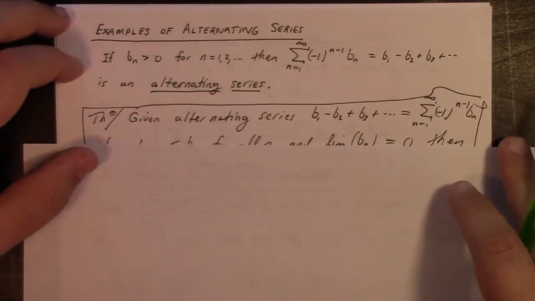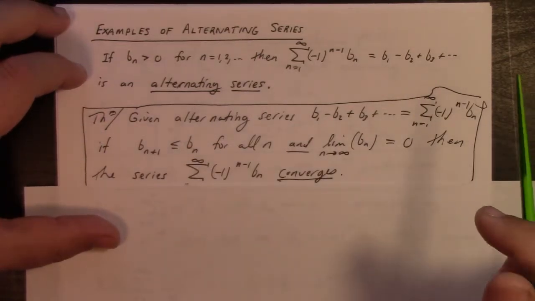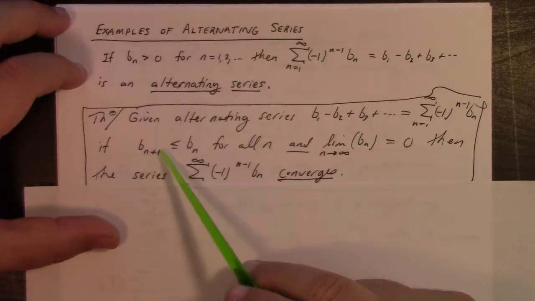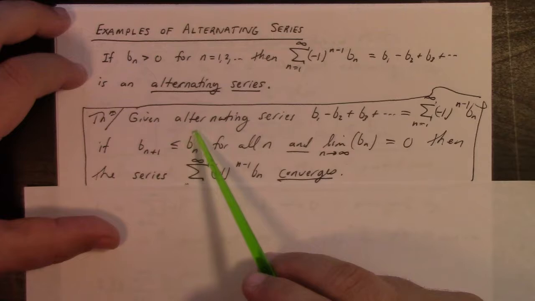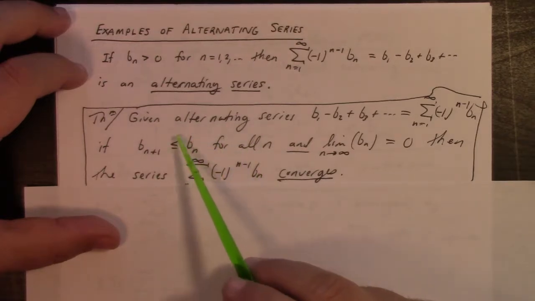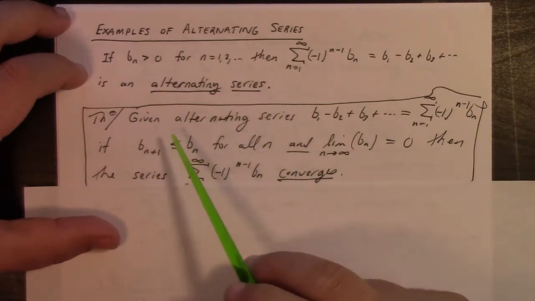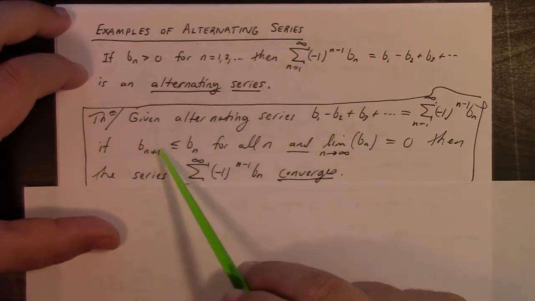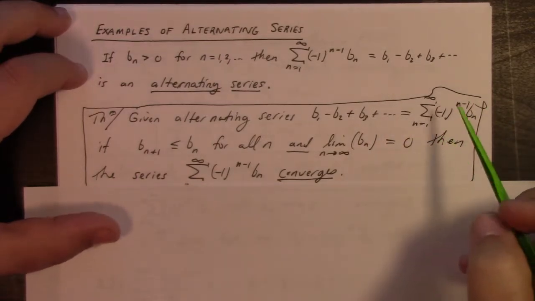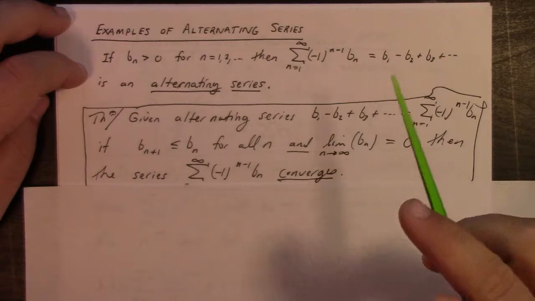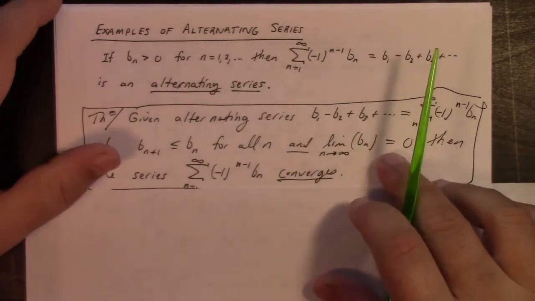So here's the main theorem. Given an alternating series, if we can prove that b sub n plus 1 is less than b sub n, which is to say that the sequence of terms forming the series, the positive, if you like, the absolute value of the terms, but anyway, these have to be decreasing for all n, and the limit of the b sub n has to be 0. If we have those two things, then we can conclude that the alternating series converges.